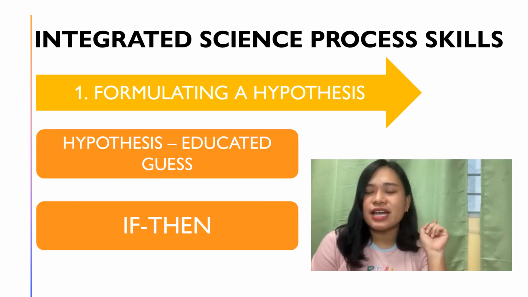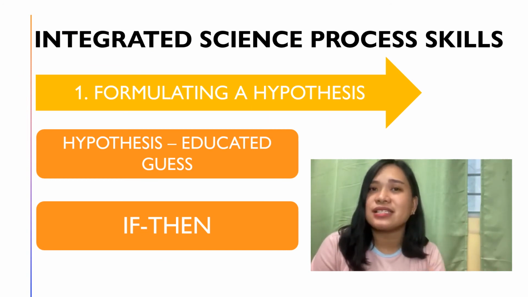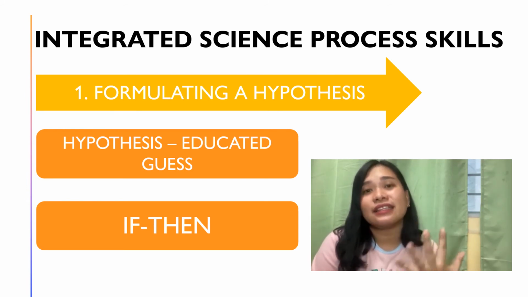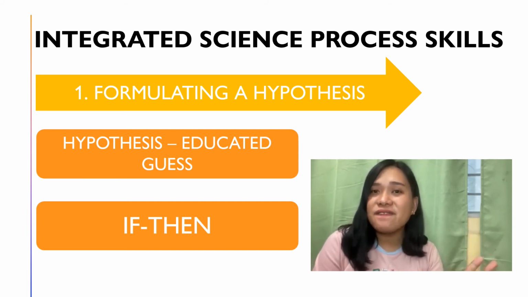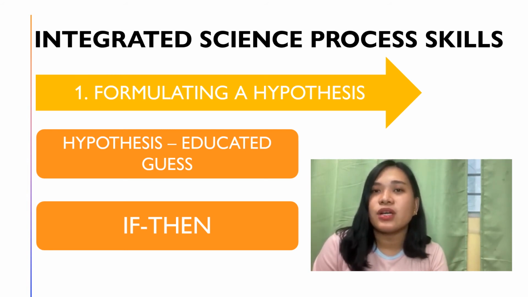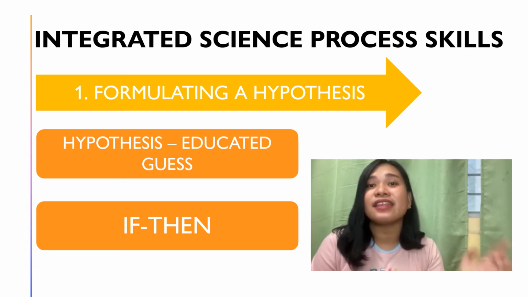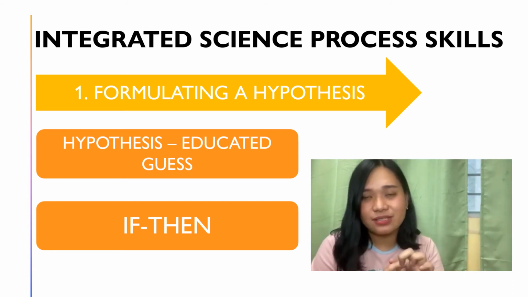First integrated science process skill is formulating a hypothesis. A hypothesis is an educated guess that tentatively explains a certain activity in a certain scenario. We use the if and then phrase to make a hypothesis. So for example, if you will listen today, then you will get a high score in our quiz.